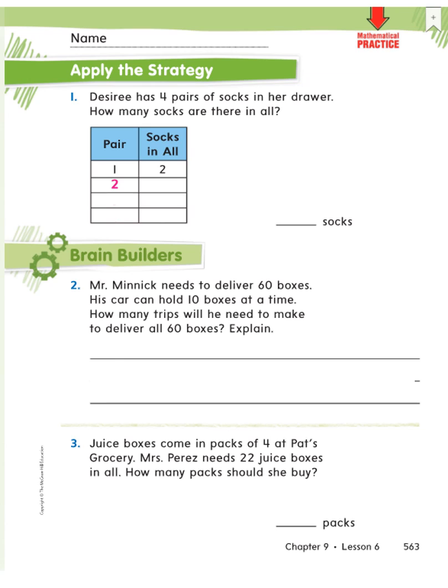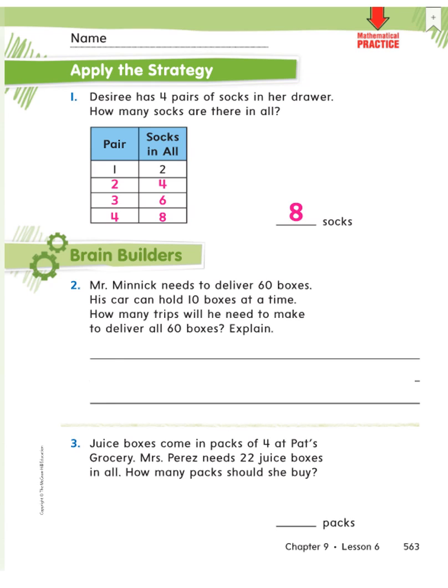Okay, here we go. So, 2 pairs means 4 socks. 3 pairs means 6 socks. 4 pairs, which is how many she has in the problem, right? If you go back up to number 1, Desiree has 4 pairs of socks. How many socks are there in all? 8. And we put it on the answer space.